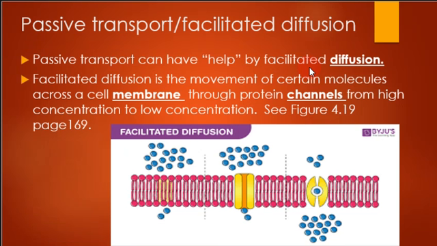Okay. Passive transport, also called facilitated diffusion. I believe, David, that's what you mentioned earlier. Passive transport can be helped. Facilitated diffusion is the movement of certain molecules across a cell membrane through protein channels, like we saw in that little animation of the water going through those little channels. And they go from an area of high concentration to low concentration.